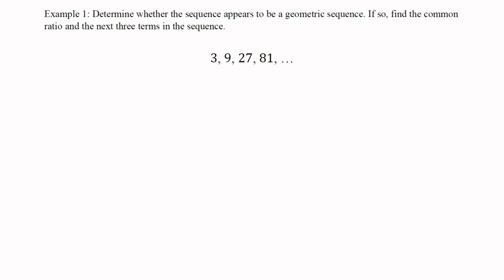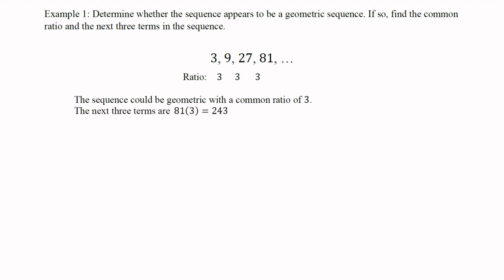So let's determine whether the sequence appears to be geometric. If so, we're going to find the common ratio and the next 3 terms. So we're going to see if we have a common ratio. From 3 to 9, we multiply by 3. From 9 to 27, we multiply by 3. And from 27 to 81, we multiply by 3. So the sequence could be geometric with a common ratio of 3, which would make our next 3 terms 243, 729, and 2187, by multiplying the previous term each time by 3.